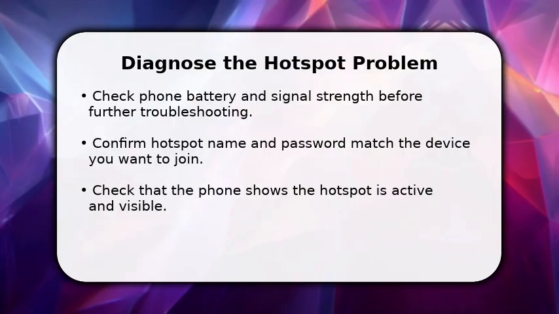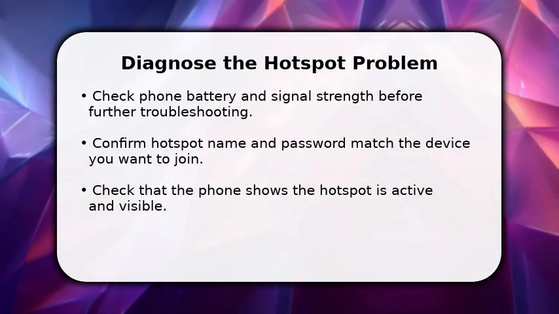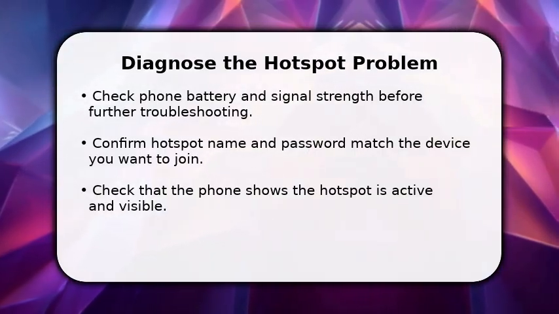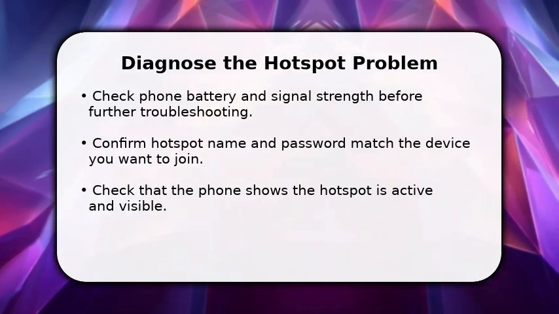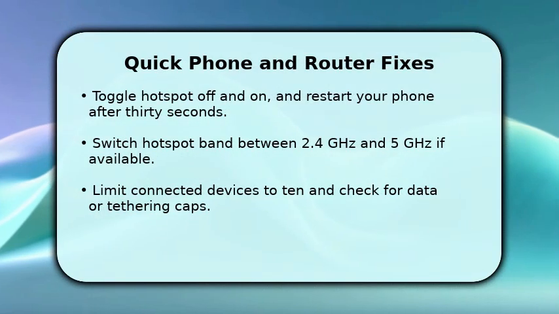On the client device, toggle Wi-Fi off and on to refresh networks. Reboot the client device when a network list does not update after 30 seconds. If the hotspot still fails, restart the phone to clear temporary errors. Toggle the hotspot off and on and wait 30 seconds before re-enabling it.